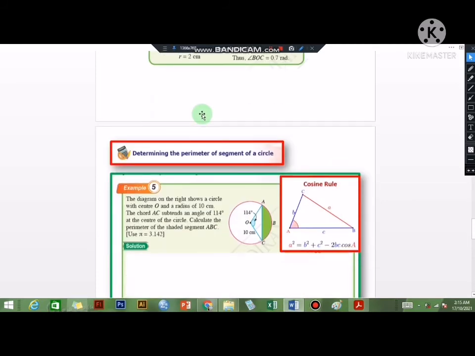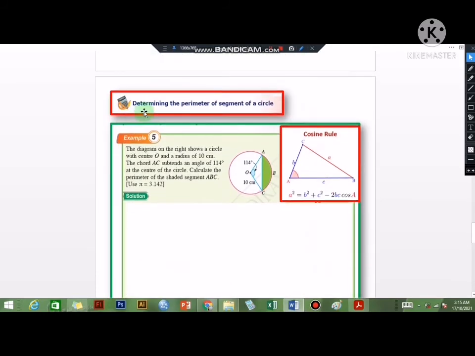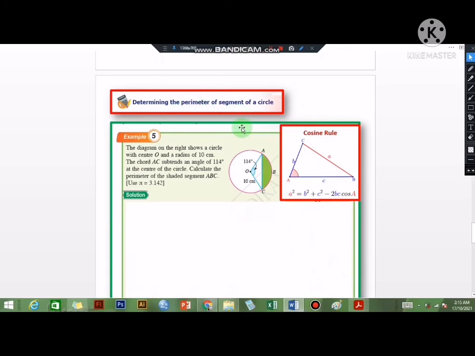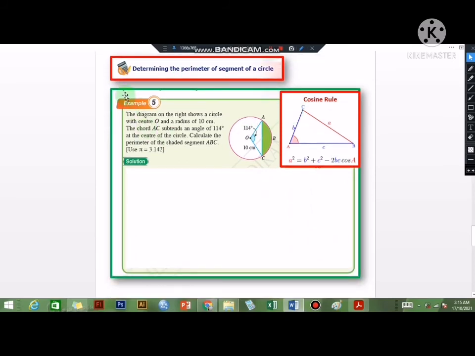Okay, class. Let's look at our next learning objective, which is to determine the perimeter of segment of a circle. Let's look at example 5. The diagram on the right shows a circle with a center O and a radius of 10 centimeter. The chord AB subtends an angle of 114 degree at the center of the circle. Calculate the perimeter of the shaded segment ABC, the green shaded region.